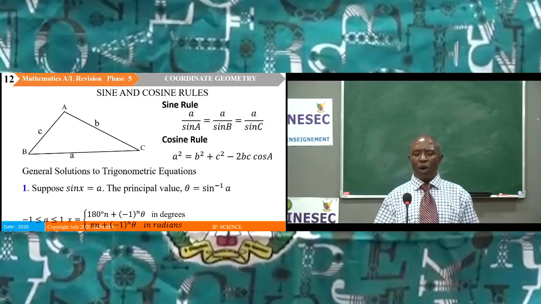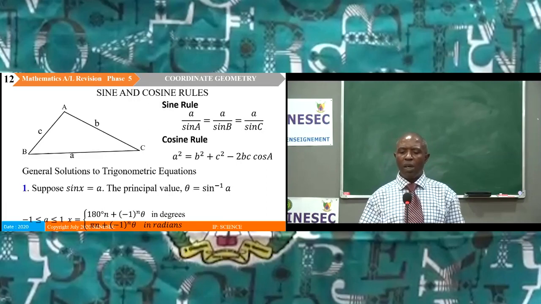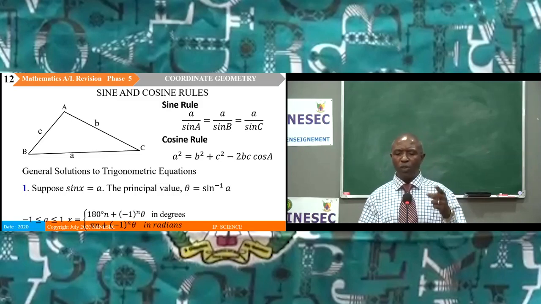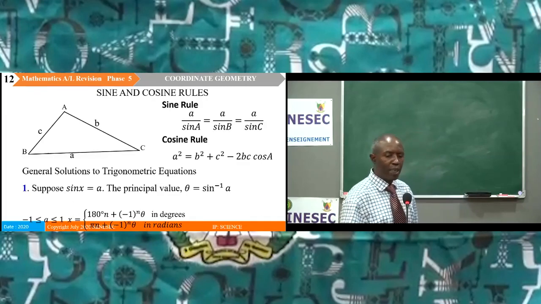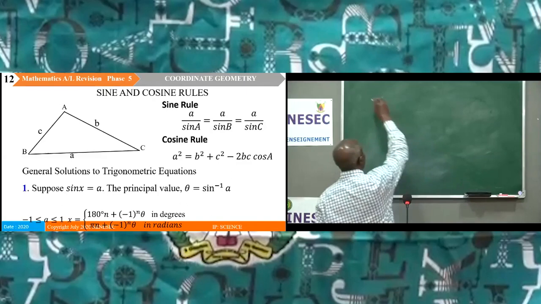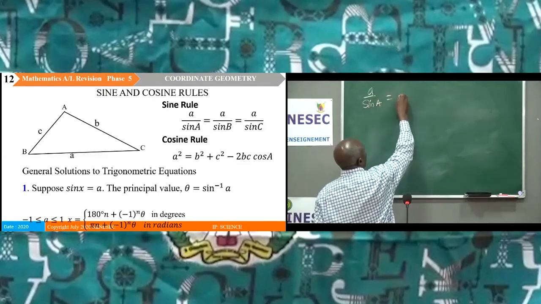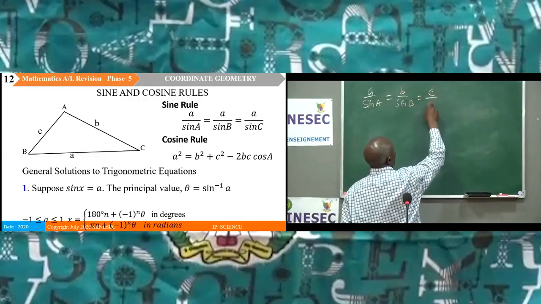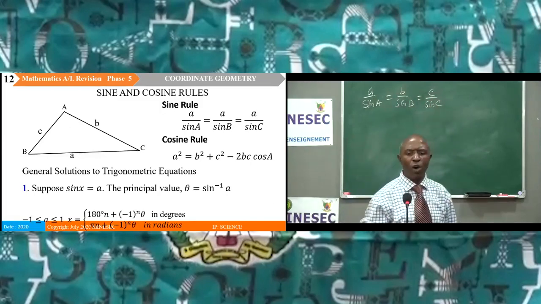Now, to obtain the length, we have the side A, denoted small a, opposite to the angle at A: a on sin A is equal to b on sin B, equal to c on sin C, and not what you are seeing on the screen.